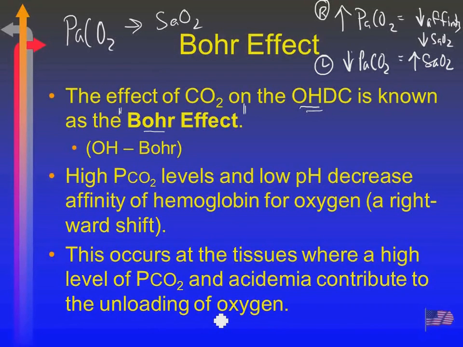Because PaCO2 is higher at the tissues than it was in the arterial system, we have movement of CO2 out of the cell into the bloodstream that's going to cause the oxygen on the hemoglobin to be released. It's all a good swap that we end up having. But that's called the Bohr effect.